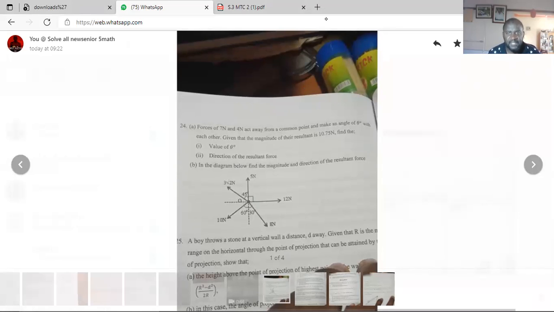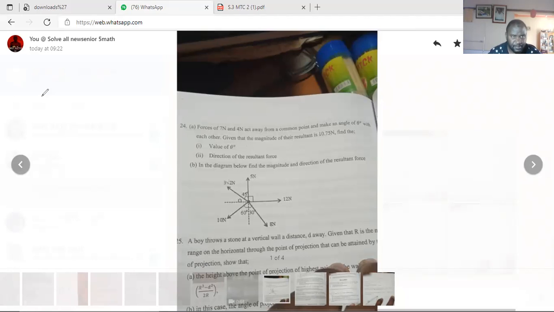Okay, now here is the first example we can look at. It says forces 7 and 4 act away from a common point, making an angle theta with each other. Given that the magnitude of their resultant is 10.75. Now, this time round, this question has given you the resultant. They want you to find the angle theta and the direction of their resultant force.